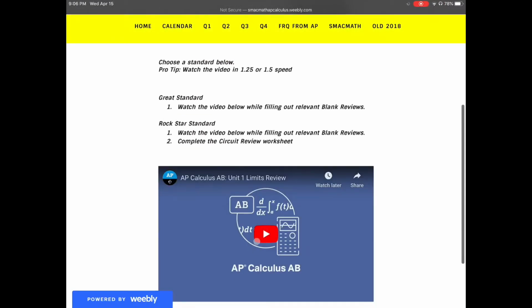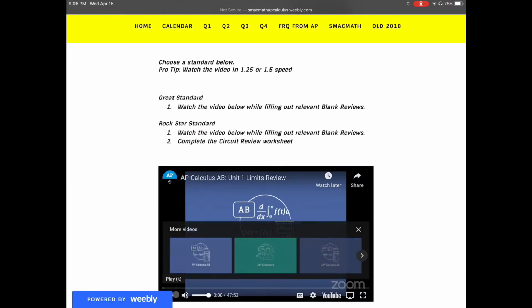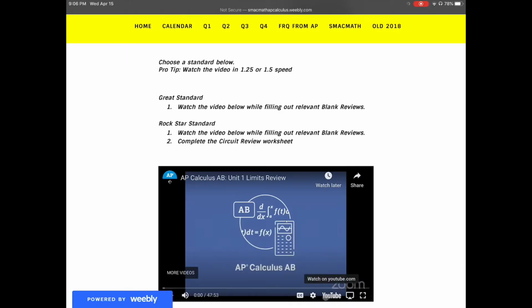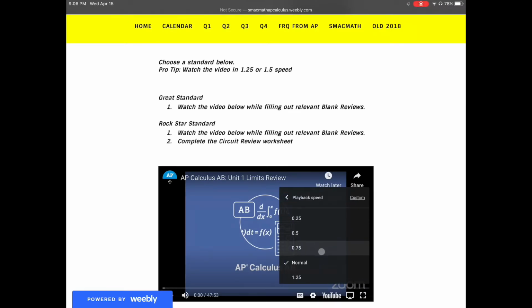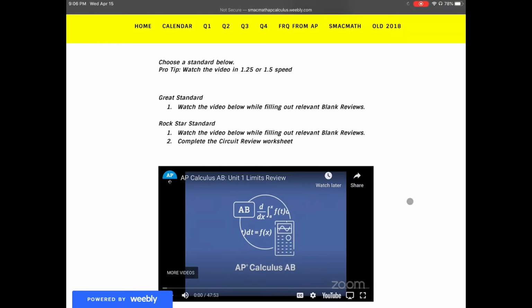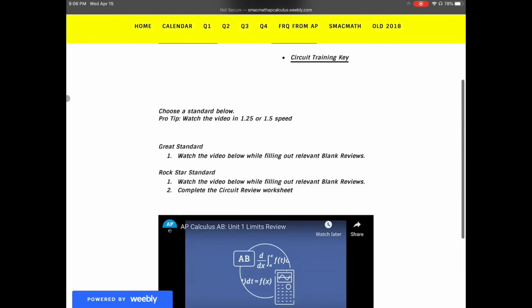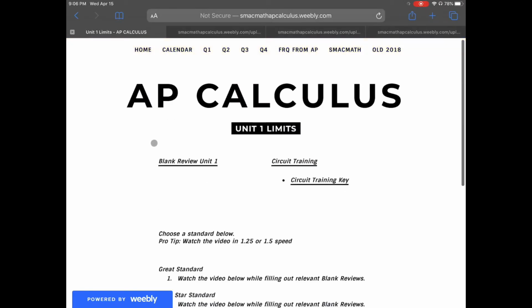While you're watching the video, I suggest strongly that you come down here to Settings and you take the playback speed and you bump it up to 1.5. After a few minutes, bump it up again, and then again. And then before you know it, you're watching it at twice the speed. That's half the time. Once you're finished with that, you would have this blank review filled out.